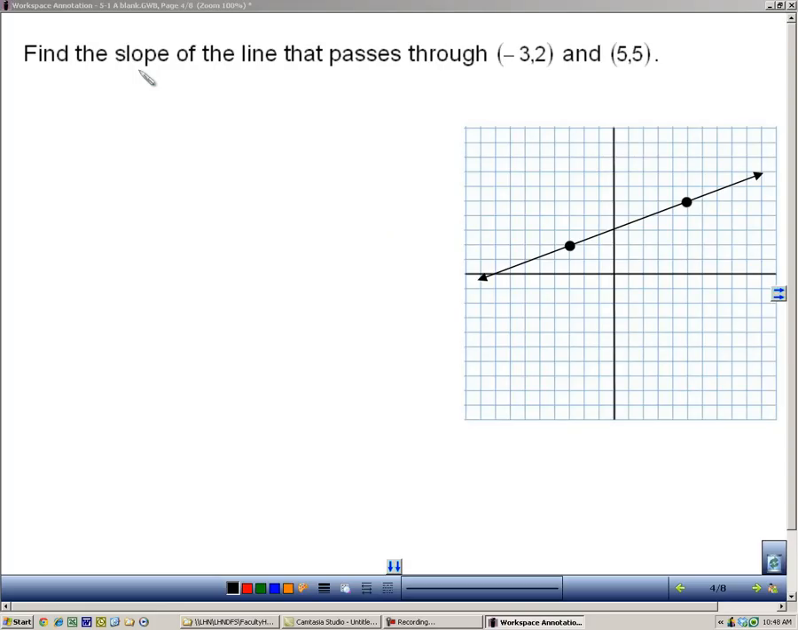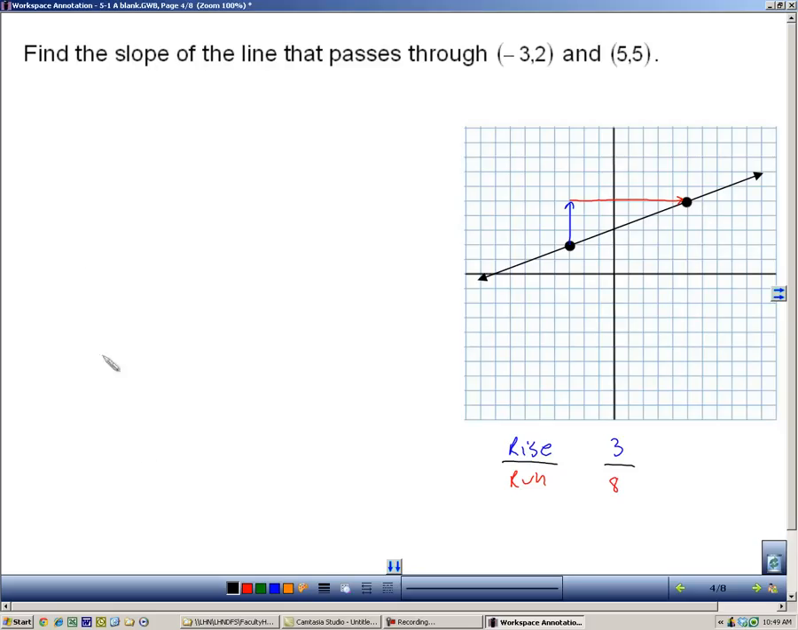So here's our first example. Find the slope of the line that passes through the point (-3, 2) and the point (5, 5). Because we happen to have a picture here, I just want to show you that we can also use rise over run. To get from this point to this one here, I'm going to go up 3 units, so I'll have a rise of a positive 3. Then I'm going to go to the right 8 units, so I'll have a run of a positive 8. So we know, because we have a picture here, that the slope of this line is going to be 3/8.